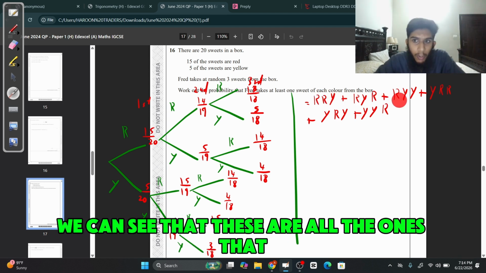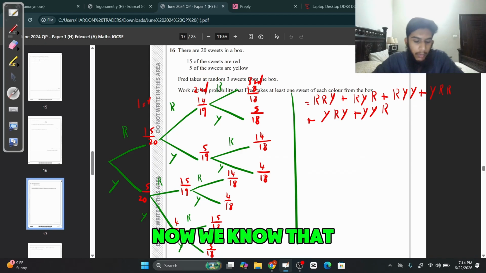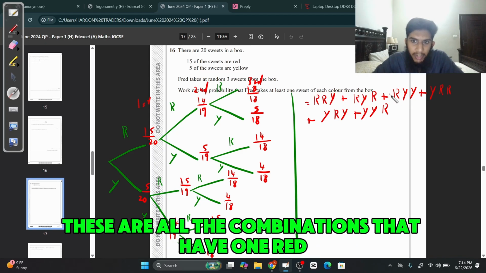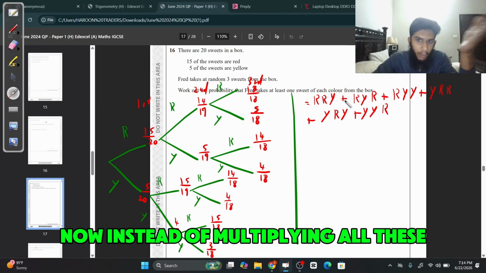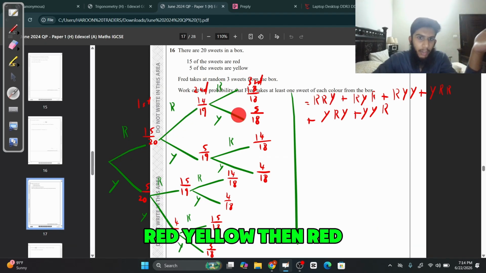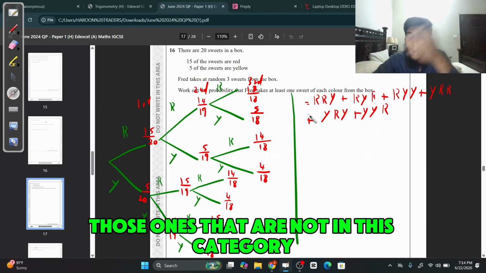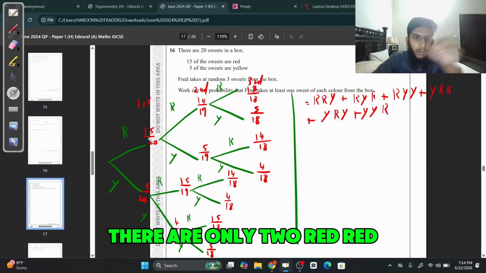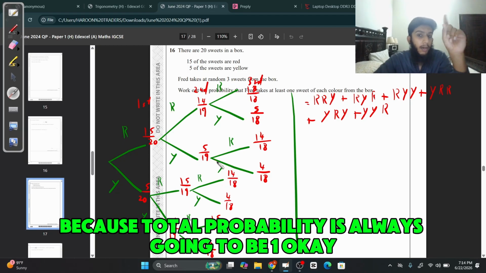We can see that these are all the combinations that have one red and one yellow each, at least. Now instead of multiplying all these, like finding out what's red, red, yellow, then red, yellow, red, that's going to take a lot of time. We can simply take those ones that are not in this category. There are only two: red, red, red, and yellow, yellow, yellow. We can take them and subtract them from 1 because total probability is always going to be 1.